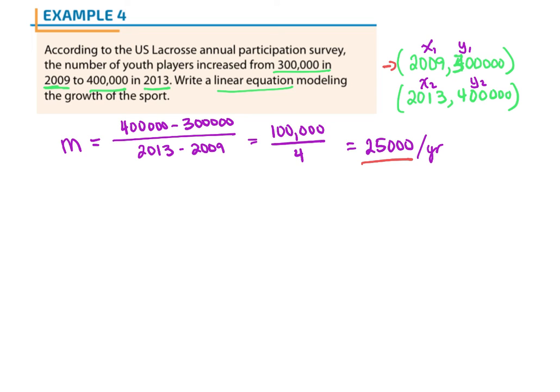They used the first one. So we would say 300,000, that's Y, equals M, that's my 25,000 that I just solved for, times X, in this case my X is 2009, plus B. I will multiply these two and then subtract it over.